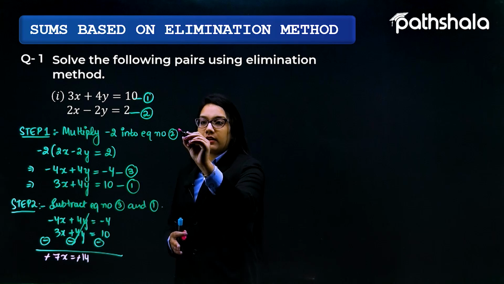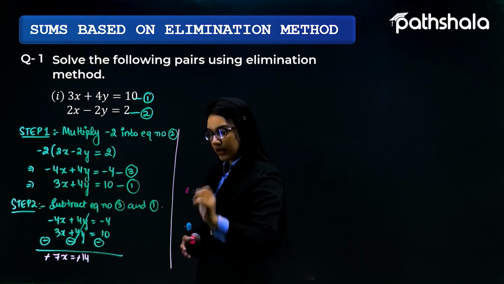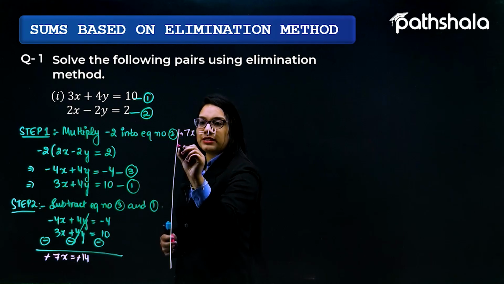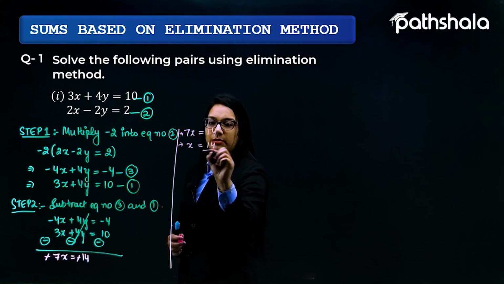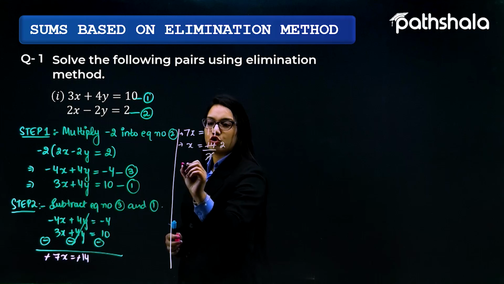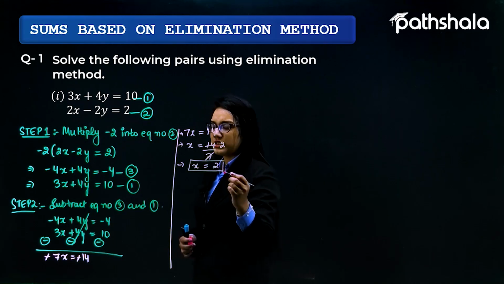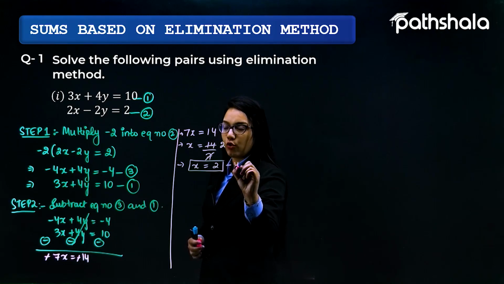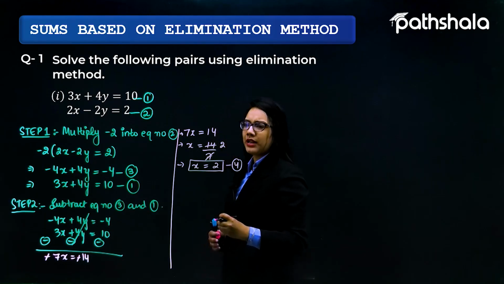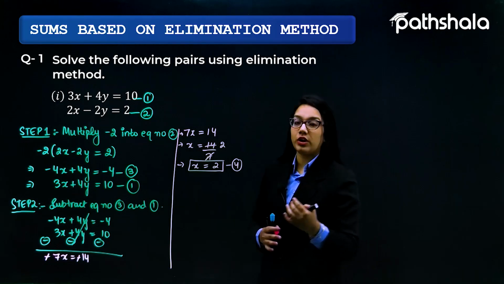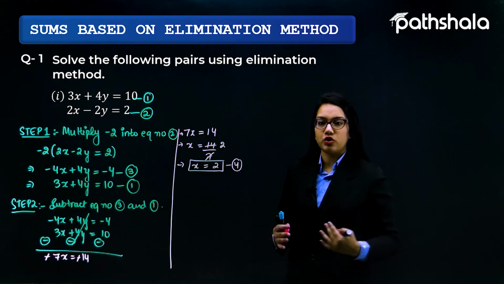So at the end we are getting 7x is equal to 14. It means x is 14 by 7, and 14 by 7 means 2. So we are getting x is equal to 2. Let us call this equation number 4. Now we can substitute x is equal to 2 in any equation, whatever we want, either in equation number 1 or in equation number 2.